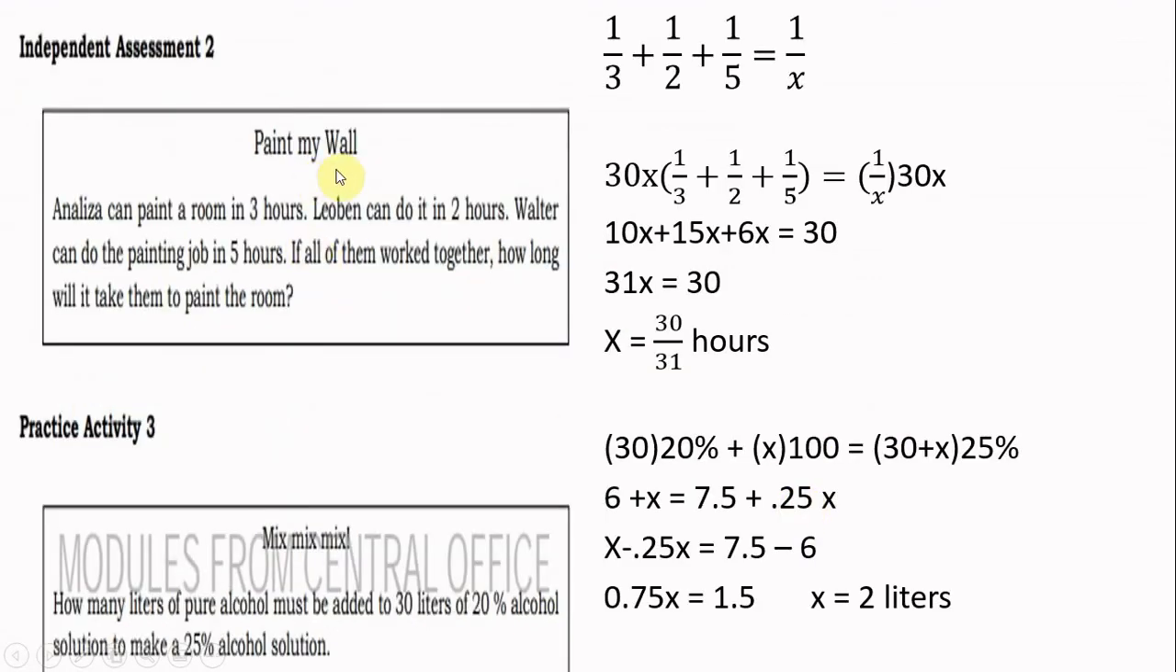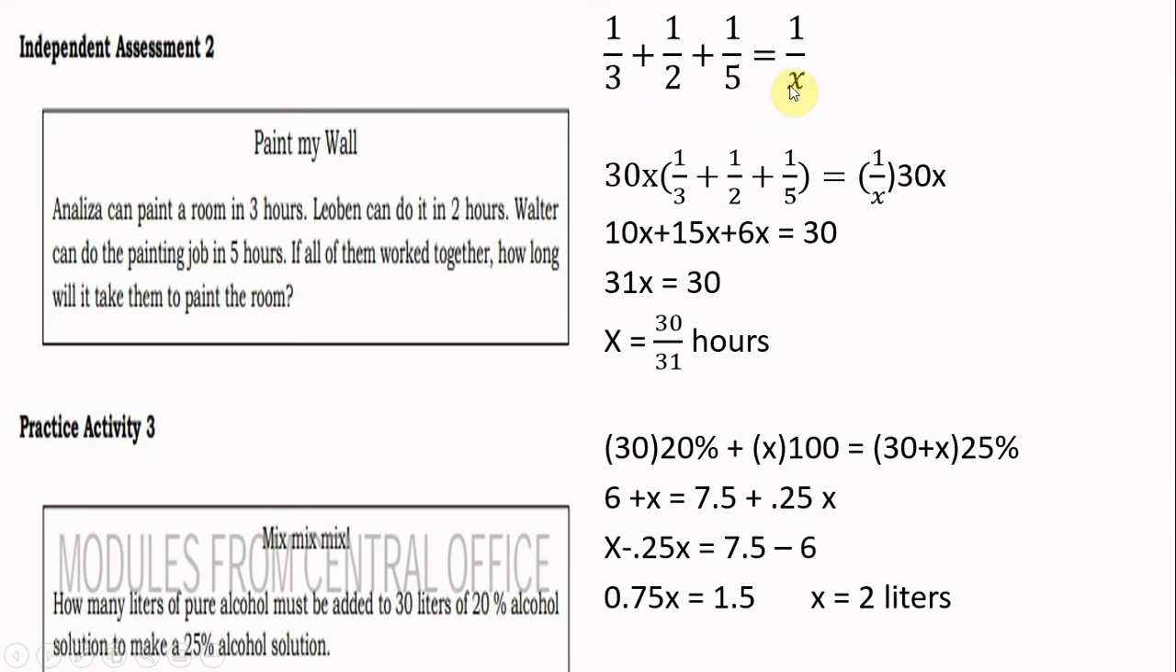Okay, independent assessment 2. Paint my wall. Alinisa can paint a room in 3 hours. Lubin can do it in 2 hours. Walter can do the painting job in 5 hours. If all of them work together, how long will it take them to paint the room? So you will first find the part of the job they made in 1 hour. In 1 hour, Alinisa can paint 1/3. The part of the job made by Lubin in 1 hour is 1/2. And for Walter it is 1/5 in 1 hour. The sum is equal to the part of the job done in 1 hour, which is 1 over x.